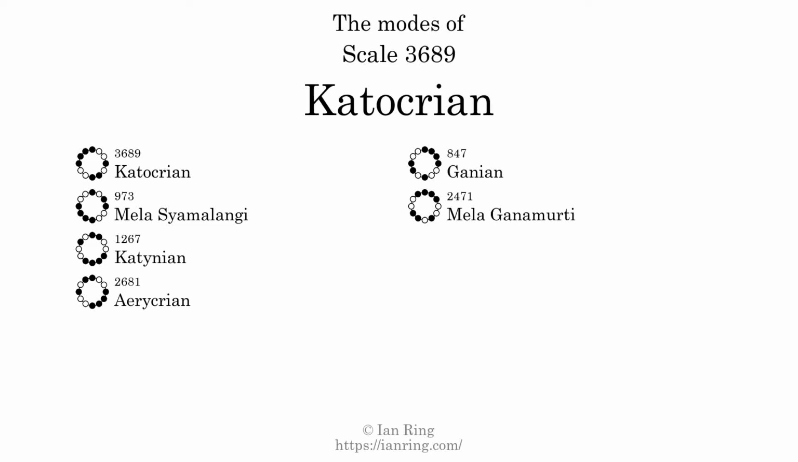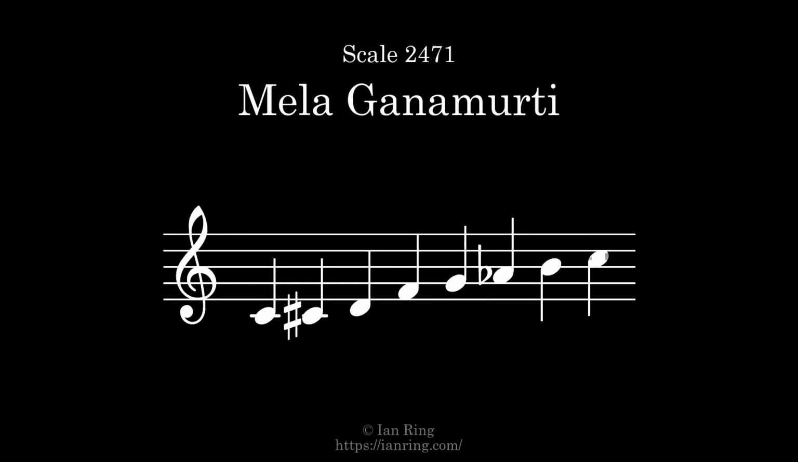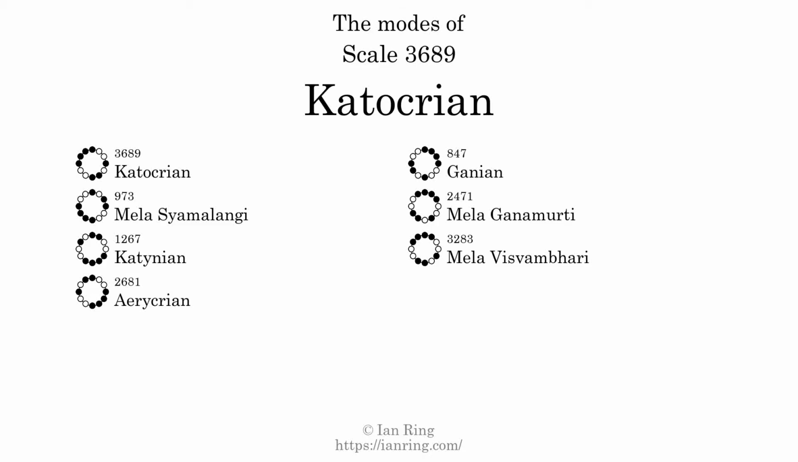The sixth mode is scale 2471, also known as Mila Ganamurti. It sounds like this. The seventh and last mode is scale 3283, also known as Mila Visvambhari. It sounds like this.